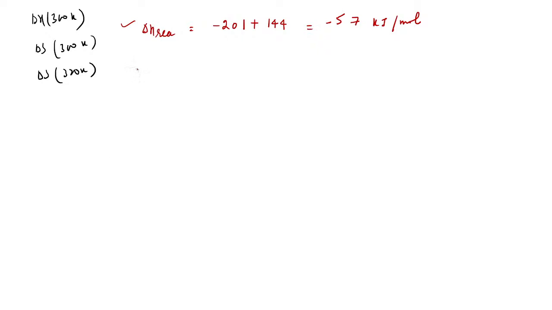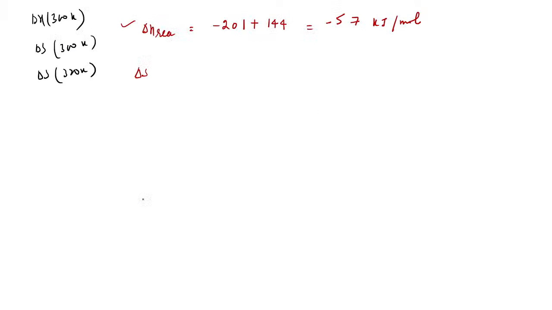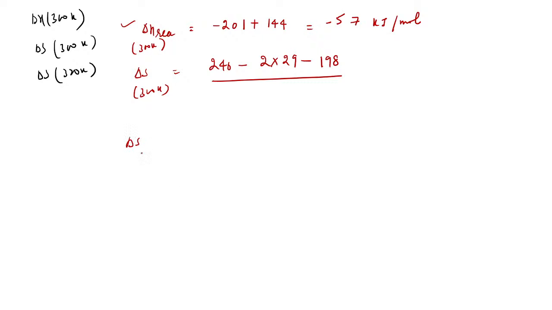Then we have to calculate delta S. Again, we have to repeat this thing. For this it's 240, 29, and 29, and your 198. So we do 240 minus 29, but we have 2 moles of hydrogen, so 2 into 29, minus 198. You can solve this question and get the correct answer. Next, this is at 300 kelvins and this is also at 300 kelvins. Next, you have to calculate at 320 kelvins.